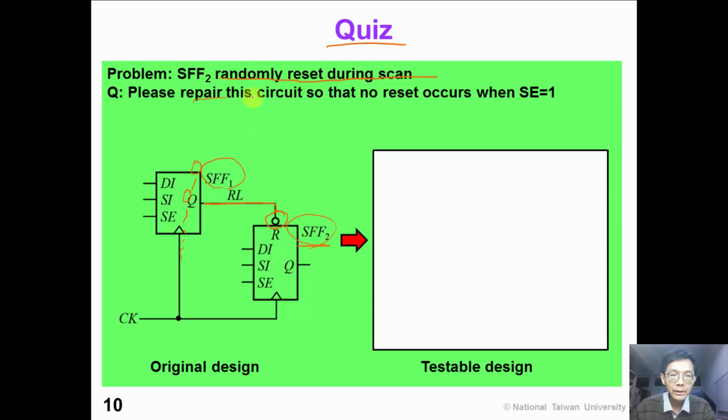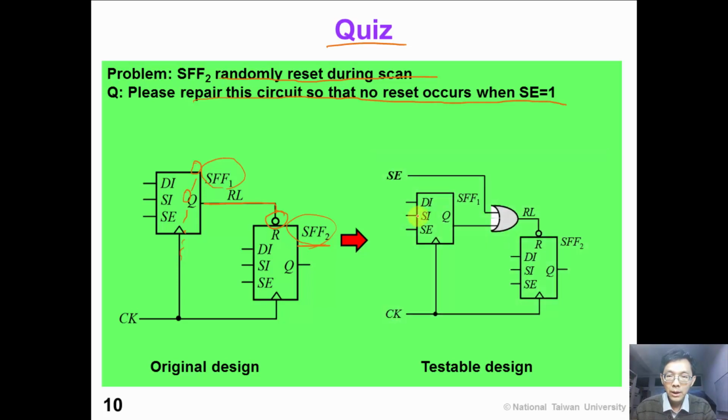So now please repair this circuit so that no reset occurs when scan enable is 1. Please now pause the video and work on this repair. Okay, have you done? The answer is very simple. We just insert this extra logic so that when scan enable is 1, this pin is always tied to 1. So scan flip-flop number 2 is not reset during scan shift. Have you got it correctly?